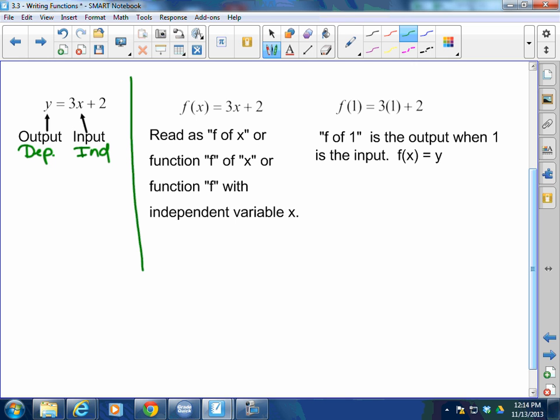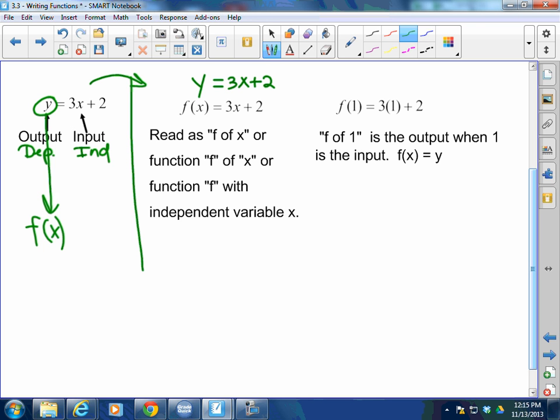All they're doing when you have a function rule in function notation, guys, is simply replacing the y with an f of x. That's all. So in this next example, I have f of x equals 3x plus 2. I swear to you, it's the same thing as saying y equals 3x plus 2.